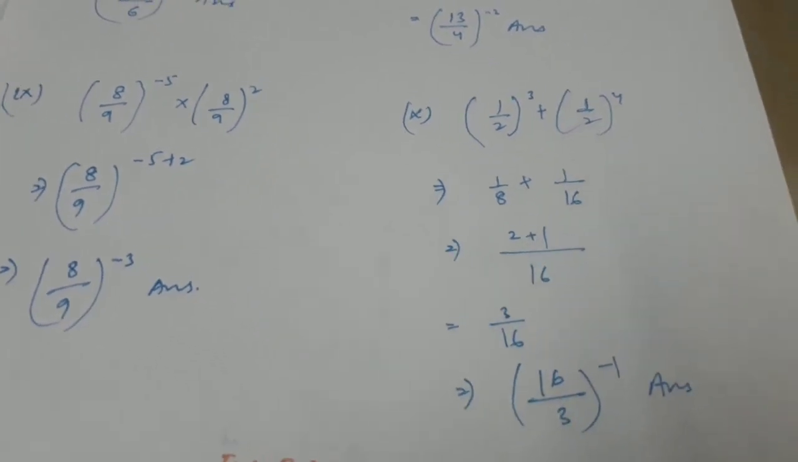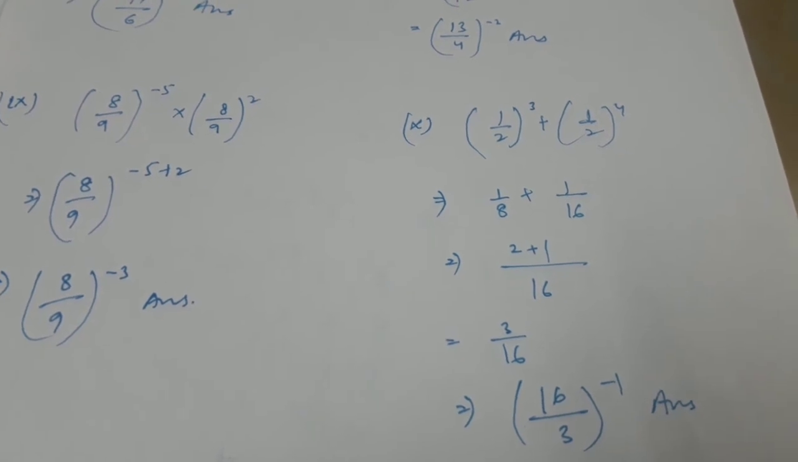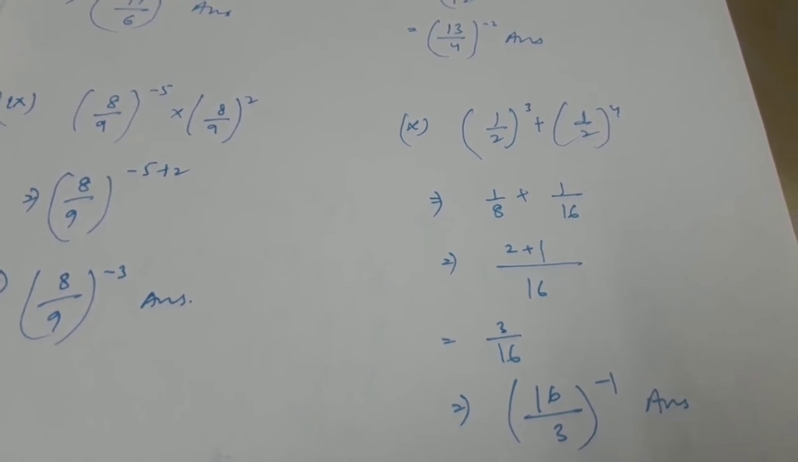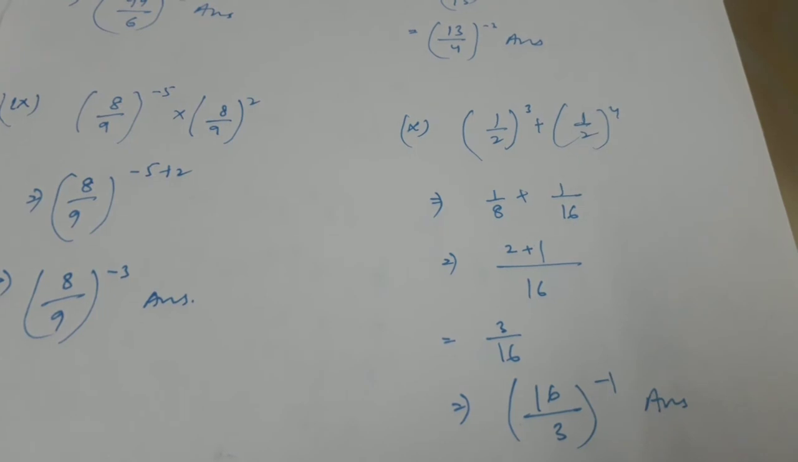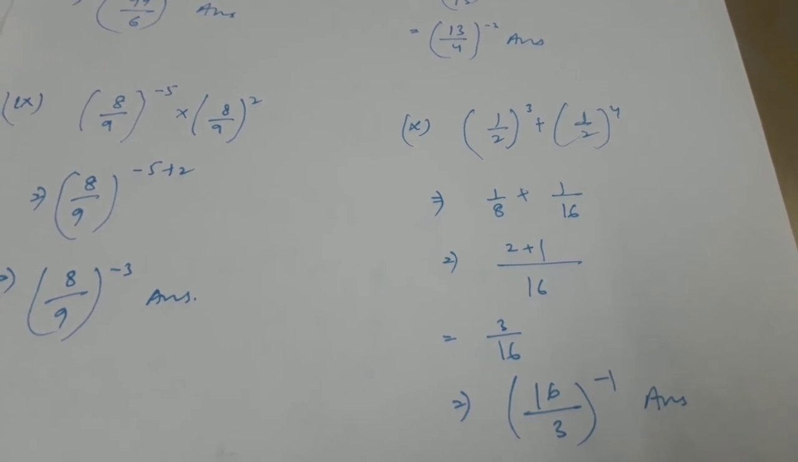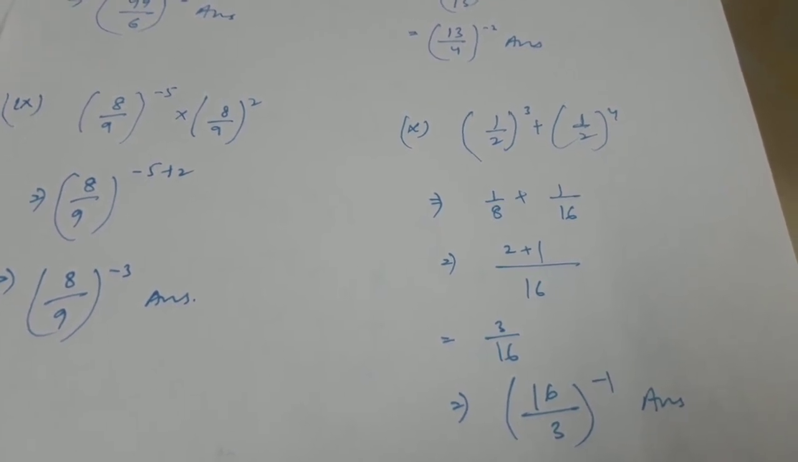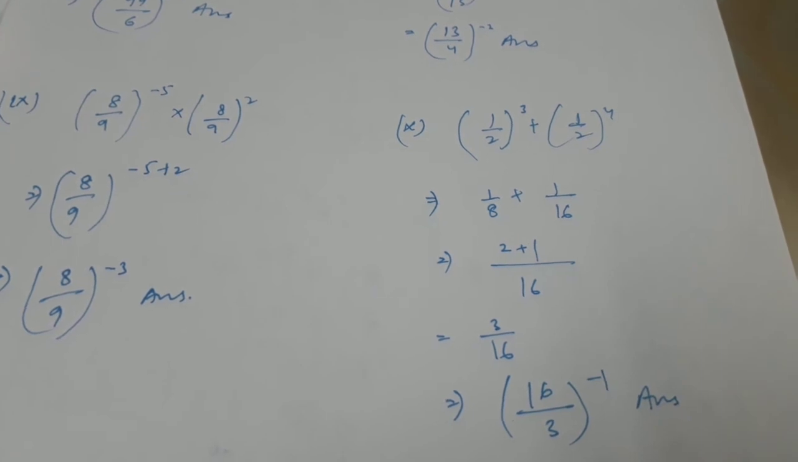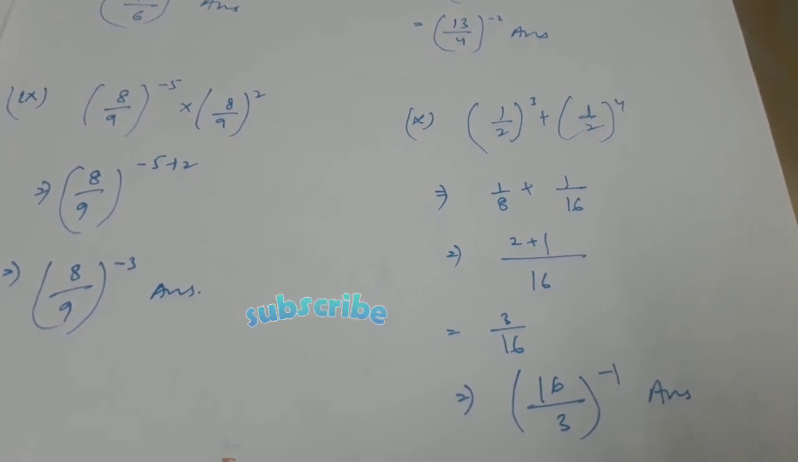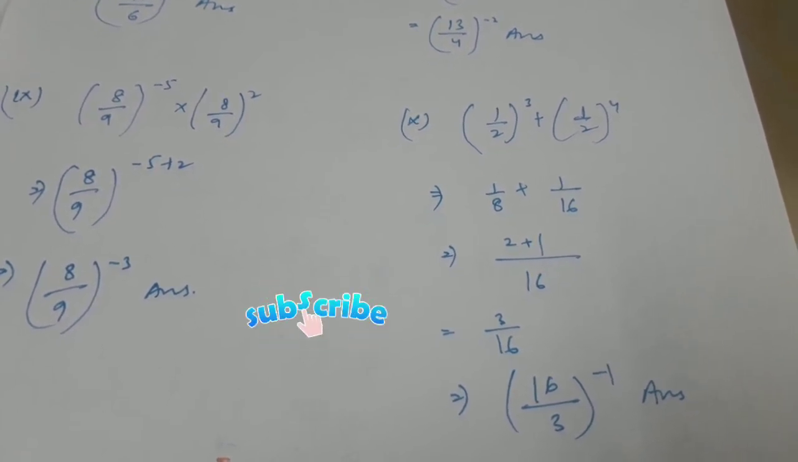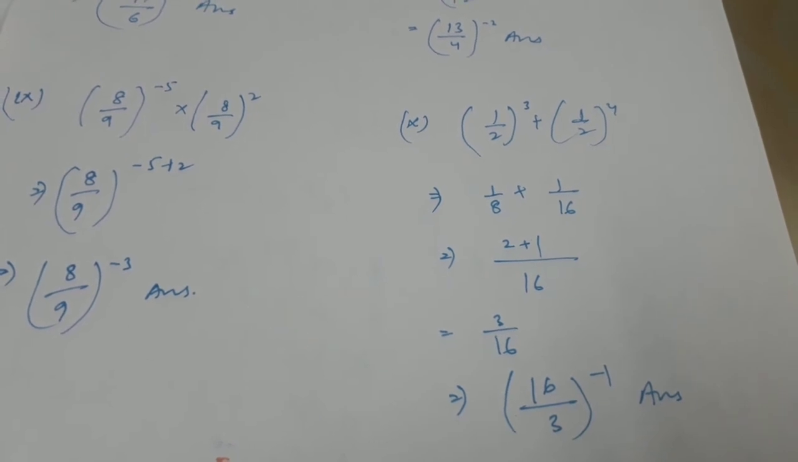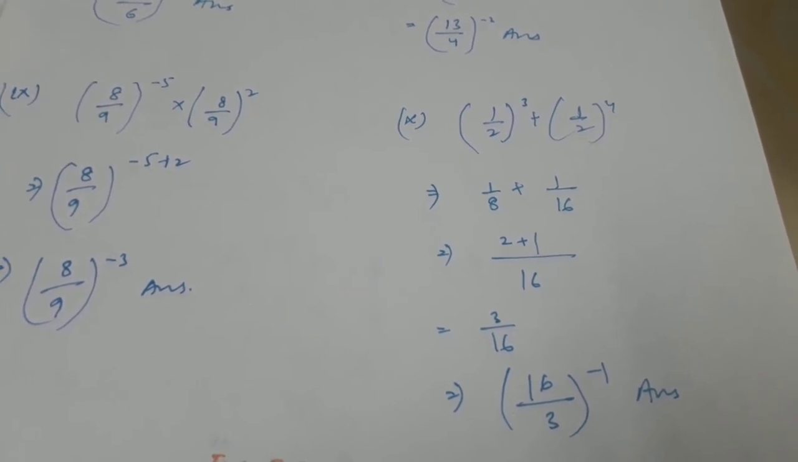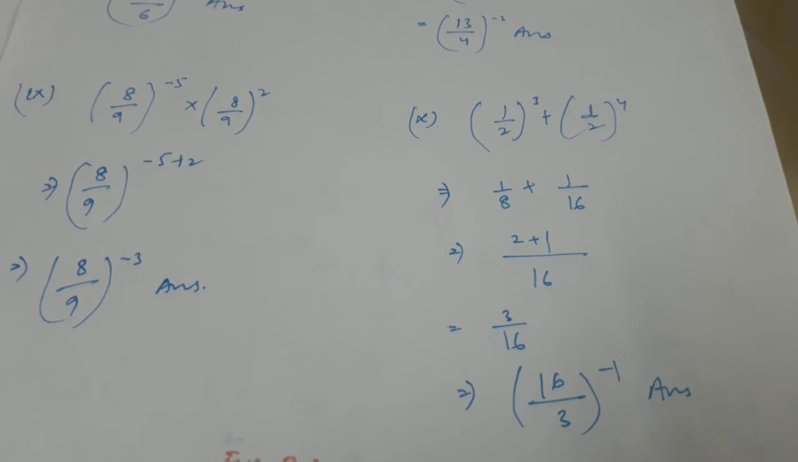In the last part of question number 3, 1 by 2 raised to the power 3 plus 1 by 2 raised to the power 4. So we will expand this as 1 by 8 plus 1 by 16. We will take the reciprocal as 16. Dealing with the numerator, 2 plus 1 by 16 would be there, which is equal to 3 by 16. That is 16 by 3 whole raised to the power minus 1.